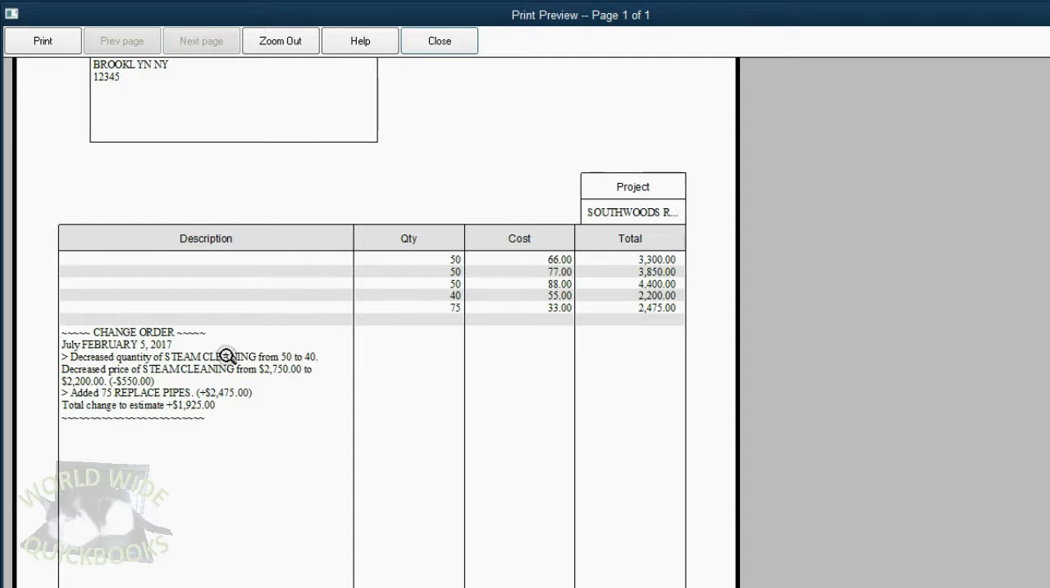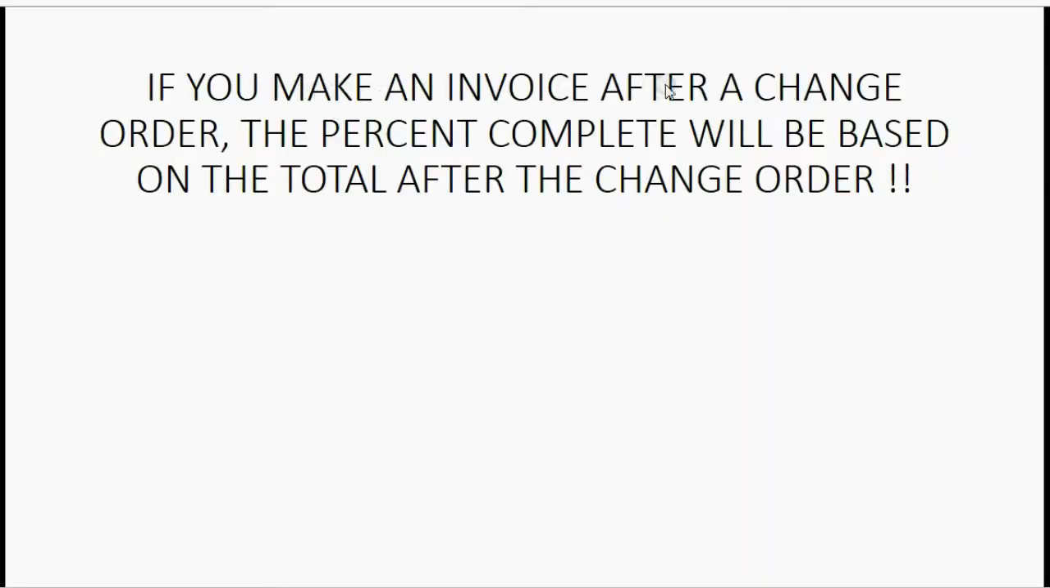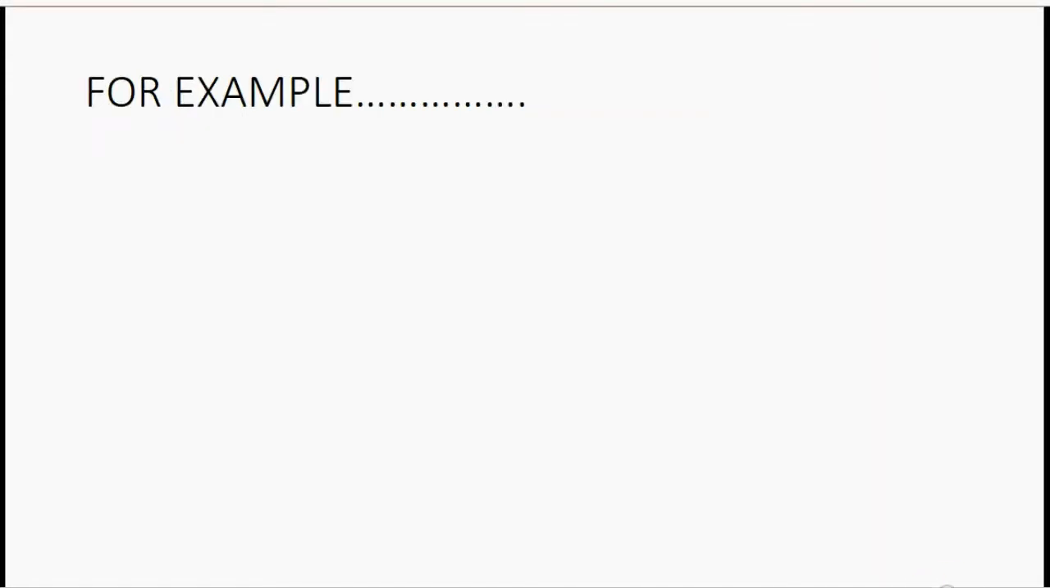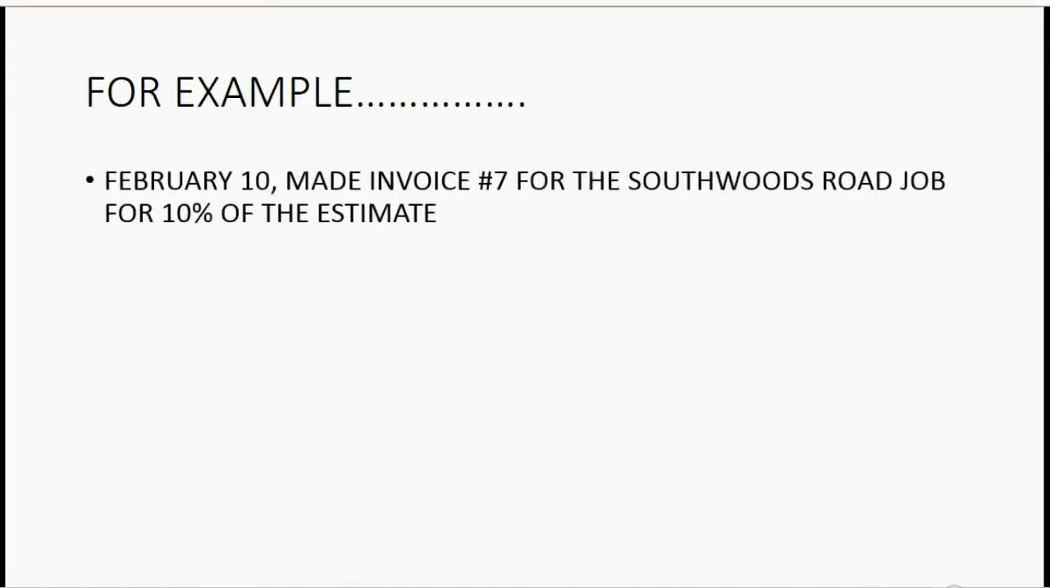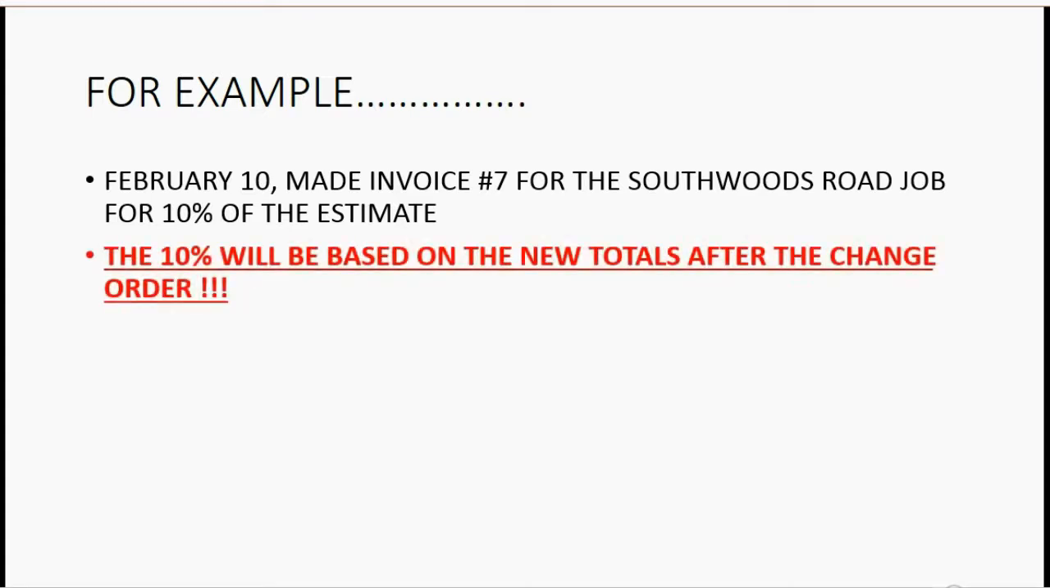You would have to print this or save it as a PDF in order to have some evidence of the change order. If you make an invoice after a change order, the percent complete will be based on the total after the change order. For example, let's imagine on February 10, we made invoice number 7 for the Southwoods Road job for an additional 10% of the estimate. The 10% will be based on the new totals after the change order.